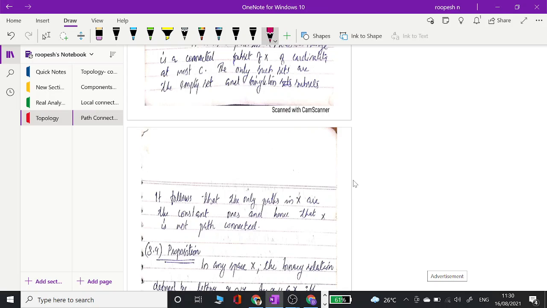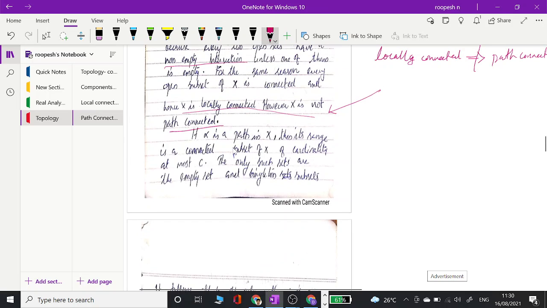So here what we are saying is that if alpha is a path in X, then X is not path connected, that we want to say. Suppose there is a path alpha, then its range is connected because it's a continuous image of the closed interval [a, b], so closed interval [0, 1], which is connected. It is a subset of X of cardinality less than or equal to C, right? Then the only such sets are the empty set and singleton subsets, right?